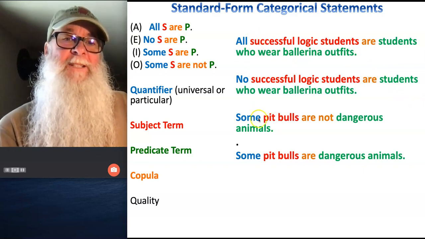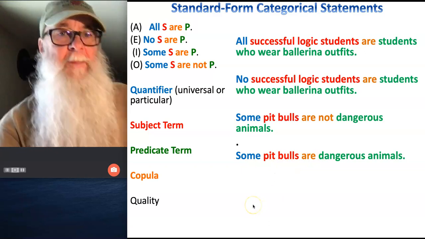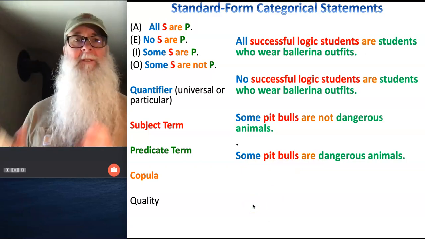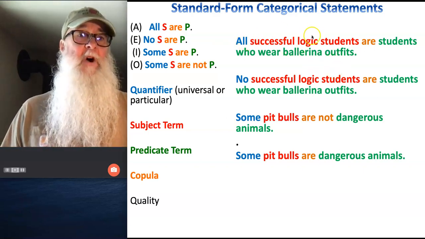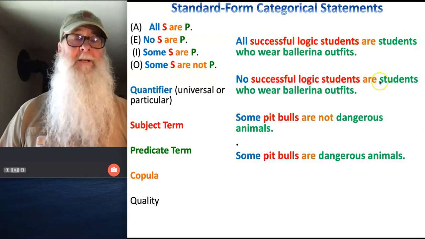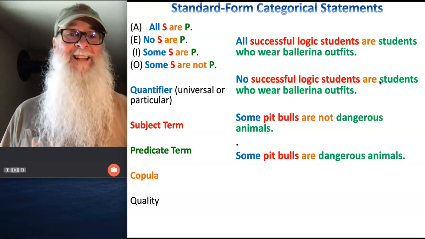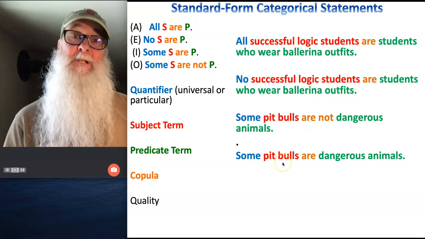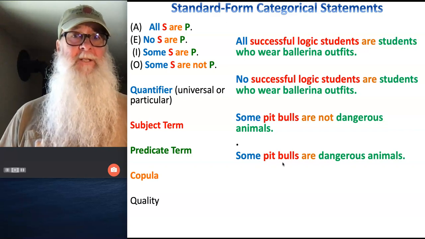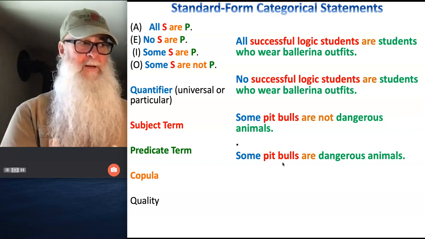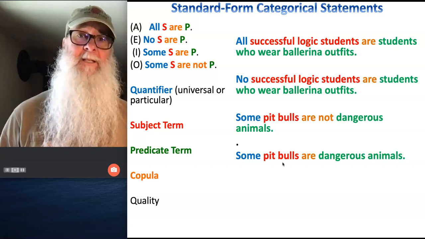So A statements and I statements. Look at what A statements and I statements down here at the bottom. Look at what they're doing. They're telling us about a group that successful logic students and pit bulls belong to. They're including them. In other words, we're saying all successful logic students are students who wear ballerina outfits. I'm including successful logic students in the ballerina outfit wearer category. And down here in the I statement, I'm including some number of pit bulls in this category of other things called dangerous animals. So I'm affirming their relationship with this other category. I'm affirming. So A statements and I statements are affirmative.